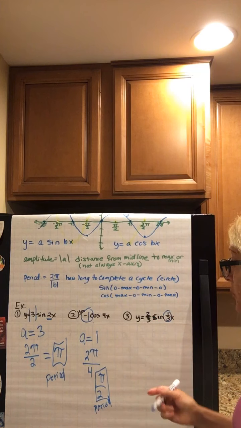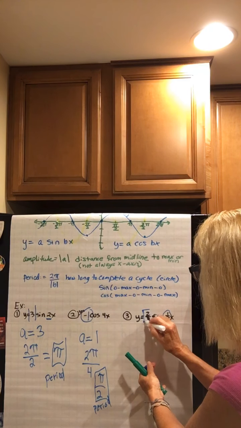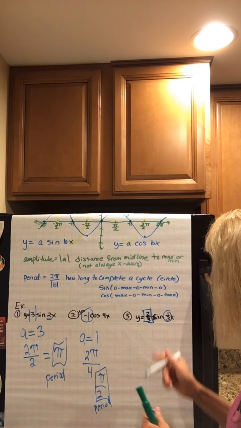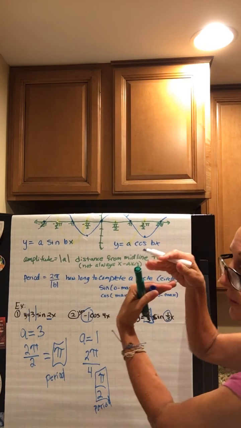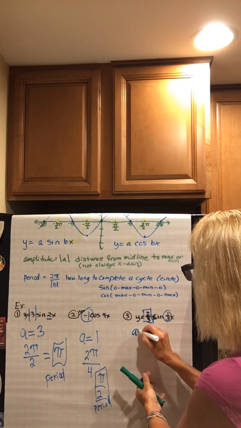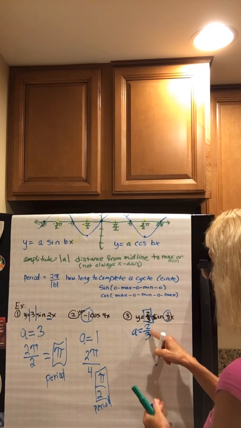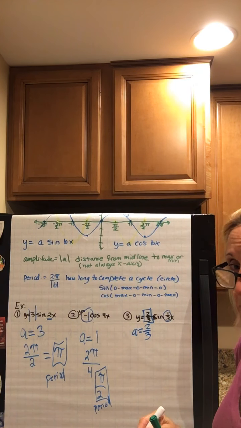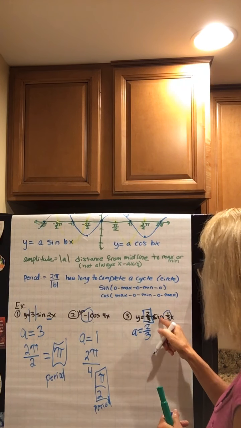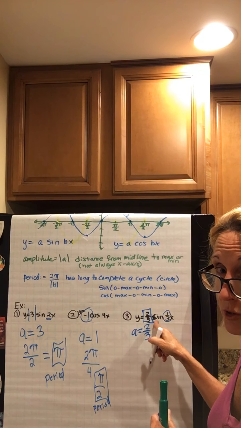Okay, so this last one, it's not that bad. If you look at your a on this one, if you remember, anything between 0 and 1 is called a compression. So this graph would be really skinny, less than 1. My a here is 2/3 absolute value, so the distance from the midpoint would be 2/3. It wouldn't even make it up to 1. And this is a sine graph, so I know it would start at the origin.